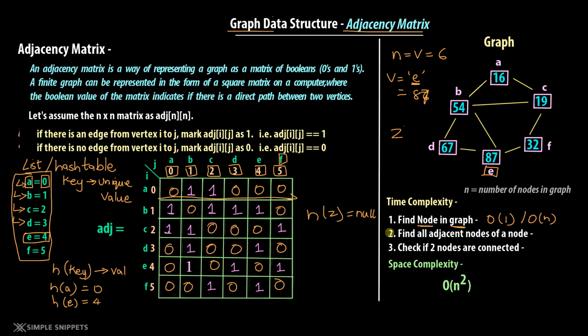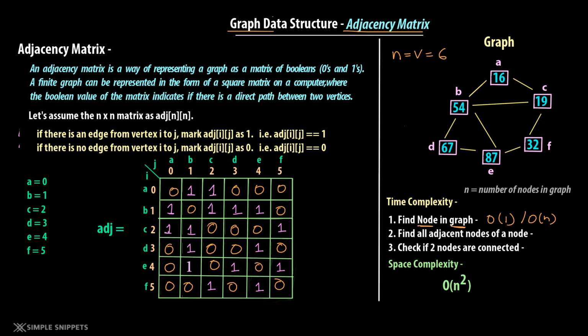Correct? Moving on, let's talk about finding all adjacent nodes for a particular node. This is again one more standard operation. Let's say I want to find out all the neighbors of the vertex B.